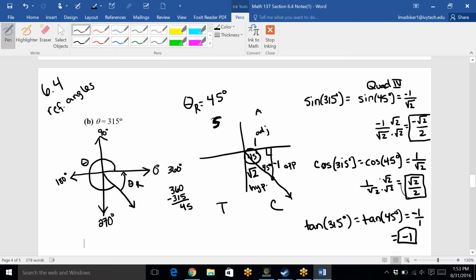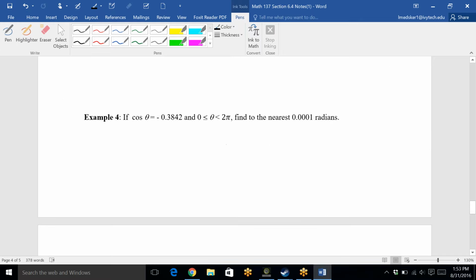Okay, so the other example in this packet that I wanted to do was the one I had to add in, because for some reason it wasn't on the document when it was originally posted. It's example 4. If cosine theta is equal to negative 0.3842, notice this is a ratio, not the angle. It's a ratio that has already been divided and turned into a decimal. The key here is that we are now in radians, not degrees.